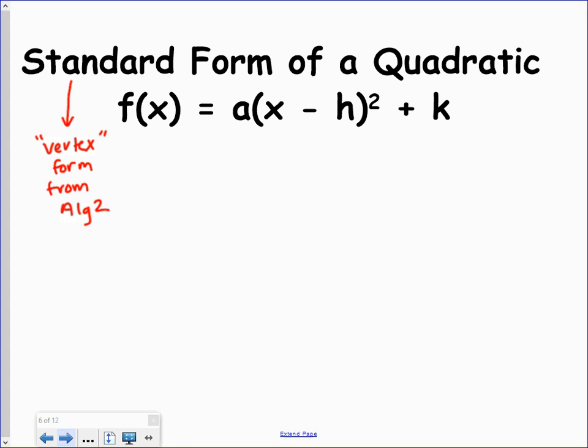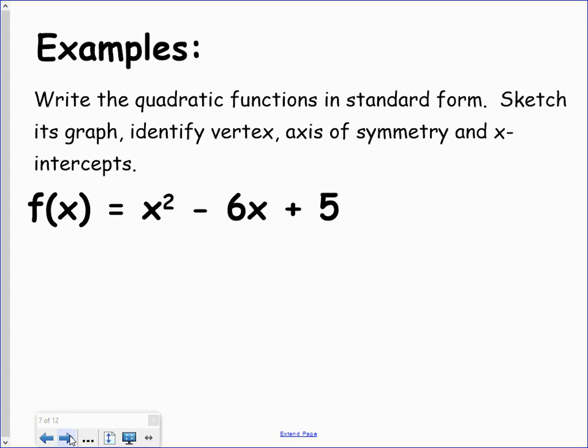So are you going to give it a... I'm going to refer to it as standard because that's what the textbook does. Like in your homework, and on quizzes and tests, it'll say write it in standard form.